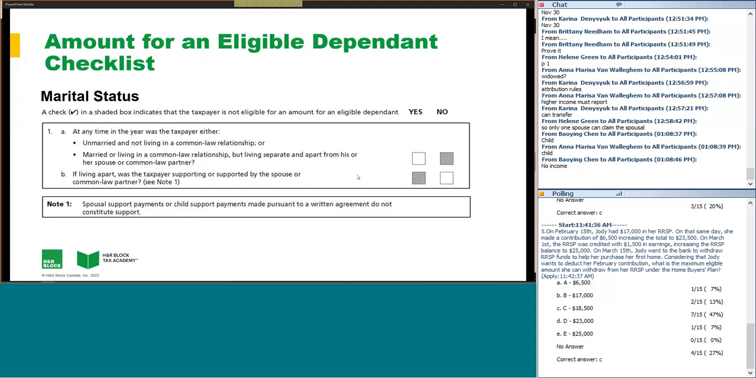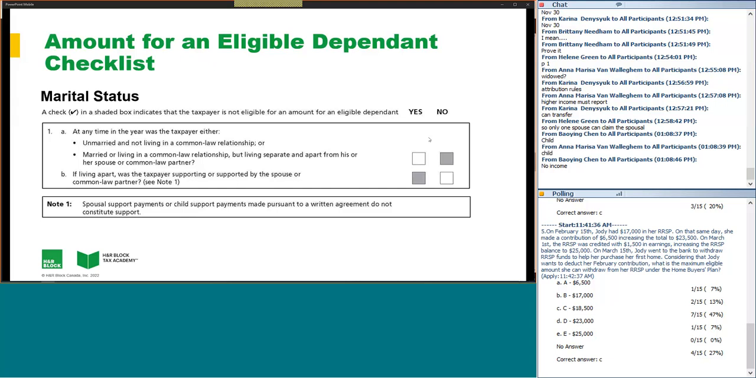So we're going to start with marital status. In order to have an eligible dependent, there must have been a point in the year when you were unmarried and not in a common law relationship, or if you were married, you were separated from your spouse and common law partner. Okay? If that is true, you're going to tick yes. If you hit a gray box on the checklist, you do not get to claim that dependent. If you hit a gray check here, you do not get to claim any eligible dependent. So this one is going to say whether or not you can do it.